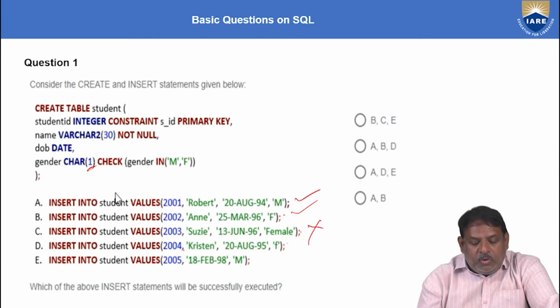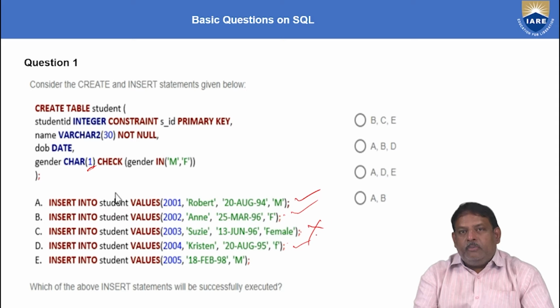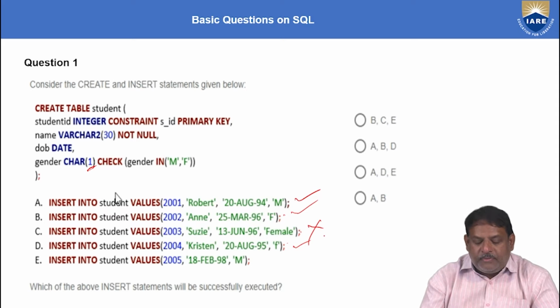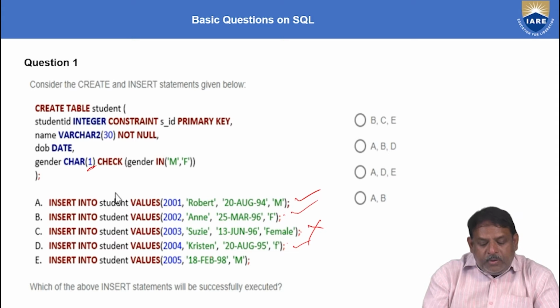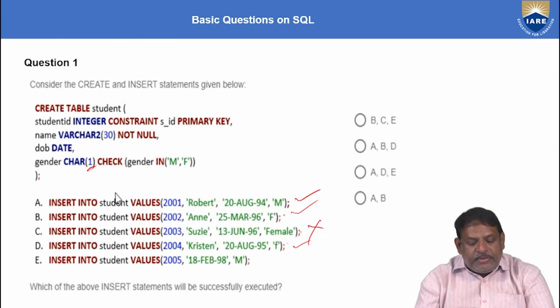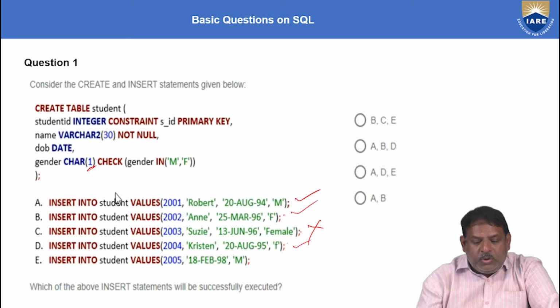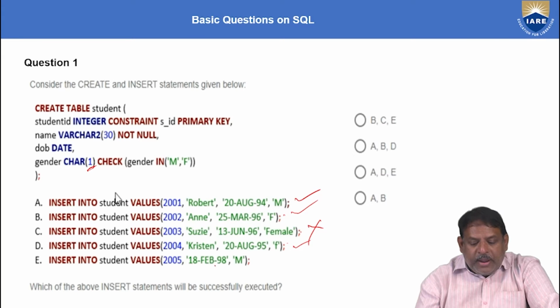Now 2004, Christine, 20 August 95, female. This is also valid. SQL is not case sensitive; it could be a small f or capital F. Now the final statement: insert into student values 2005, 18 February, and male.